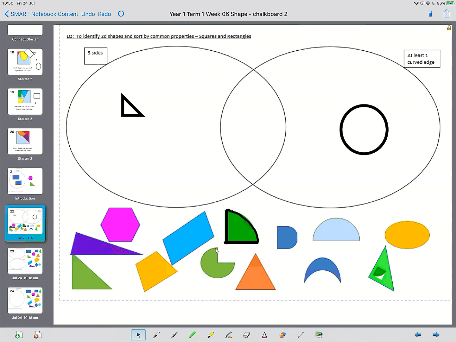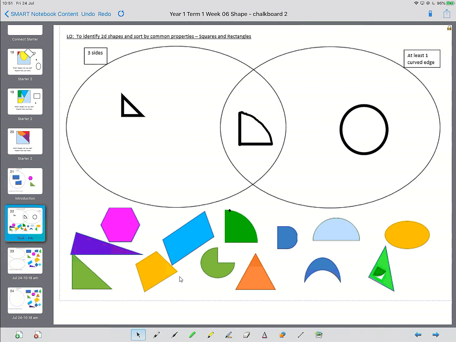And the third one that would fit in the middle is this shape that I've outlined here. So can you explain why that goes in the middle? Brilliant. It's got, let's count them, 1, 2, 3 sides, but at least one of them is curved. So have a look for those here. There's a few that have got 3 sides and are curved.